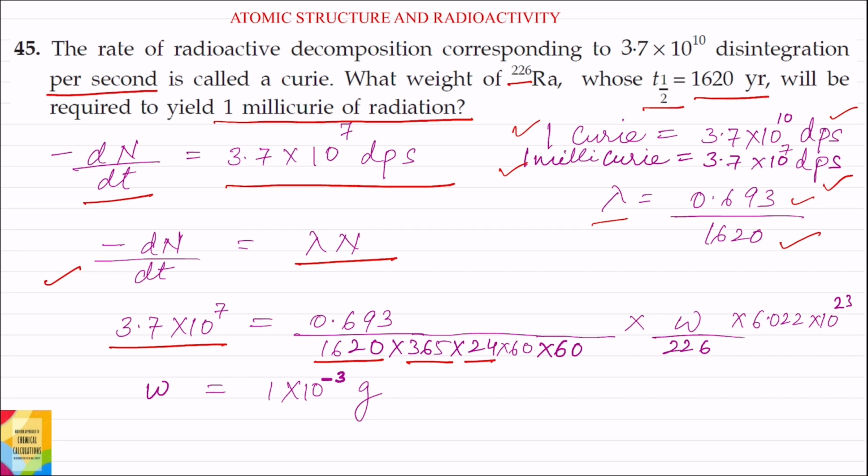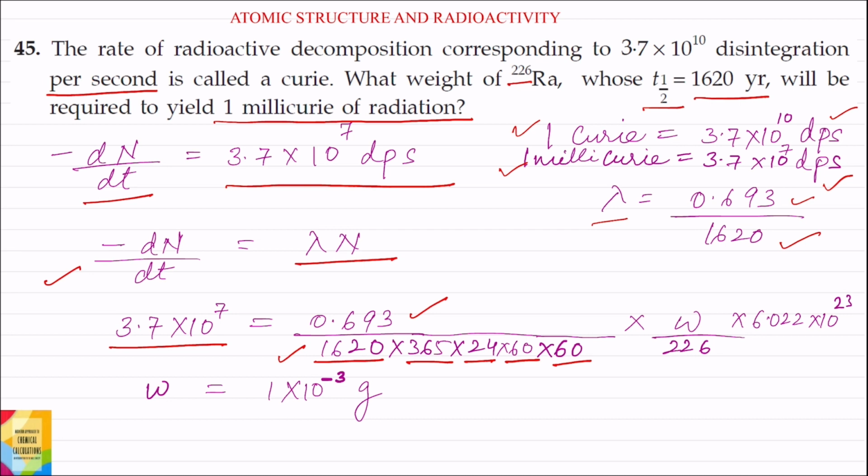Then multiply by 24, we get the number of hours. Then multiply by 60, which will give the number of minutes. And then multiply by 60, which will give the number of seconds. So 0.693 divided by time in seconds will give the value of lambda.